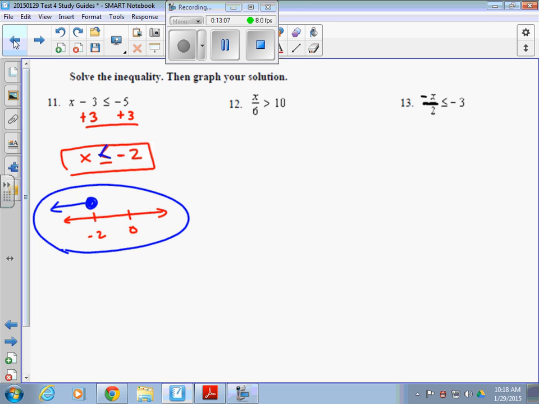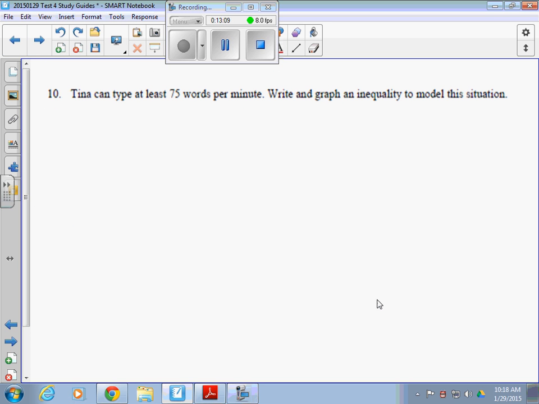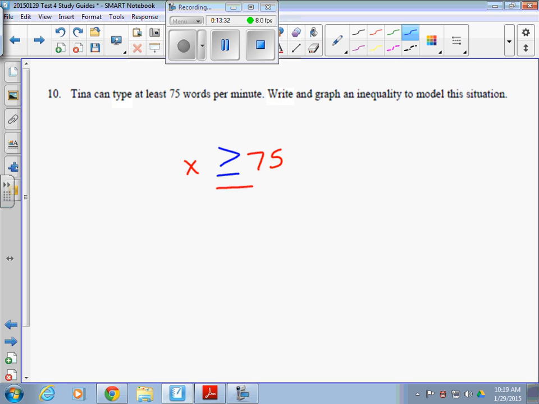Okay, we actually skipped number 10. Let's go back and catch number 10 real fast. It says Tina can type at least 75 words per minute, write and graph an inequality to model the situation. So we need x and we need 75. We need to determine what to put there. We know that the number is at least 75. That means it's going to be bigger than 75, or it can be 75. So the inequality we're going to put, remember, the big mouth eats the big number. X is going to be bigger in this case. 75 is her minimum, 75 words per minute. There is your inequality. X is greater than or equal to 75.